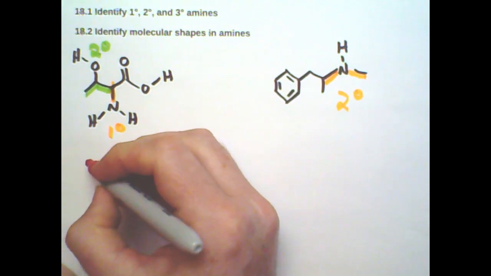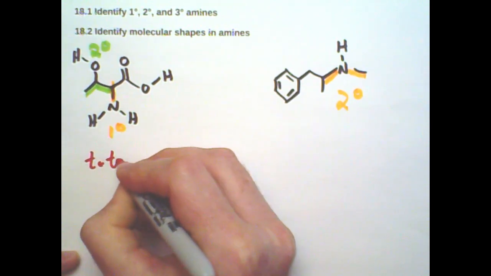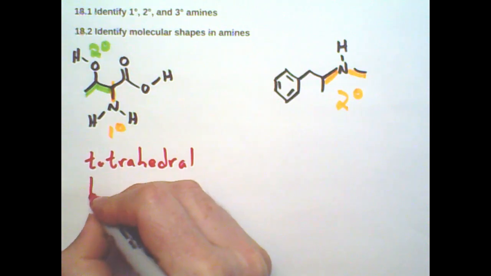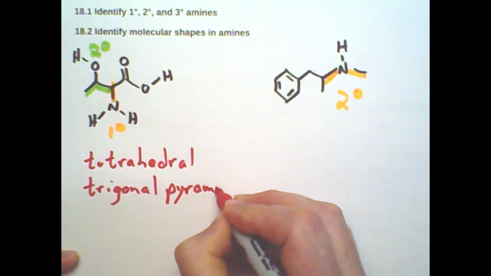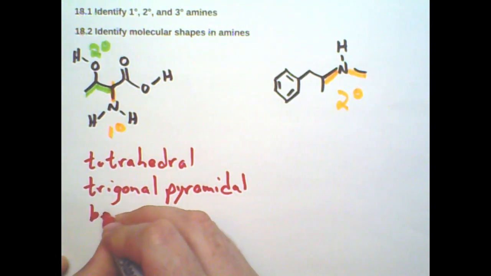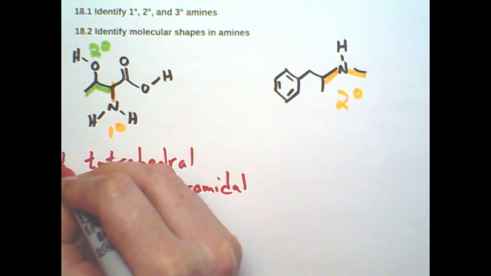Let's do the second part. The second part, we're going to identify different shapes. Do you remember the shapes we've learned? We've learned tetrahedral, trigonal, pyramidal, and if you have a quick reference sheet, you can refer to that easily and quickly. And bent, all of these are based on the tetrahedral shape.